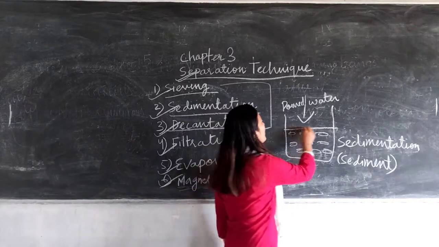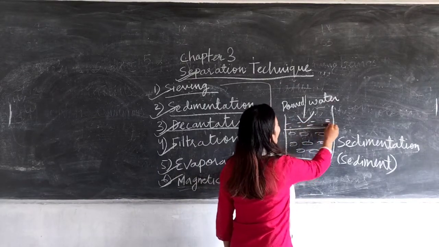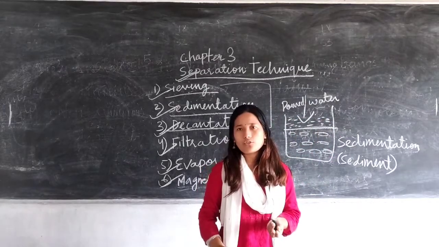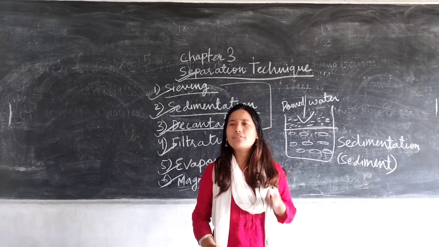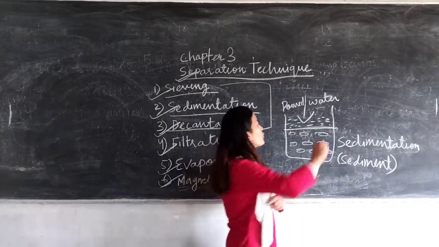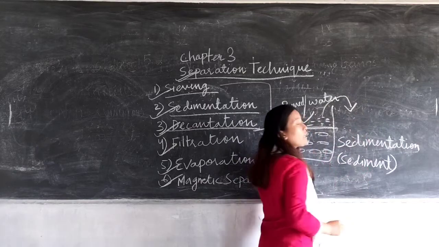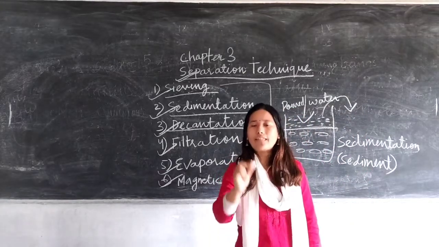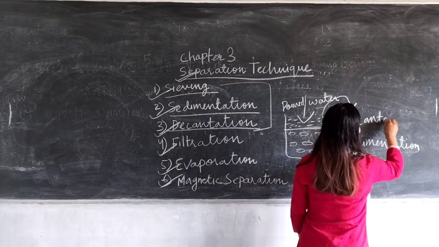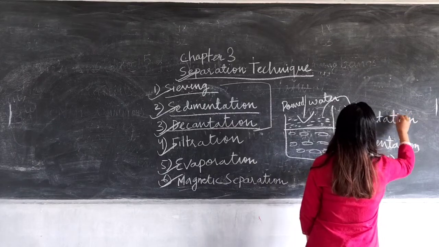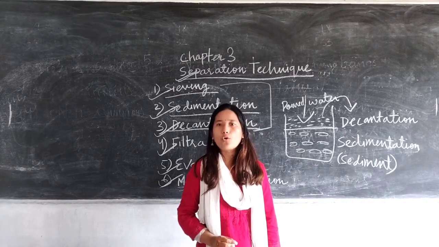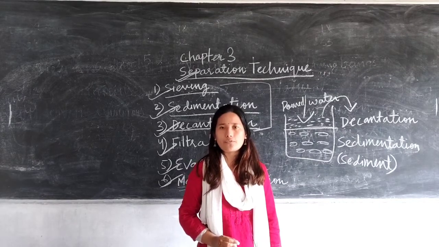Now here in the fluid portion you will have light fiber or any kind of light particles, like the husk of rice, on the liquid portion. So now you will slowly remove this liquid portion out of the container. That is referred to as decantation. Slowly removing the filtrate out of the container is referred to as decantation. I hope you understood what sedimentation and decantation are.